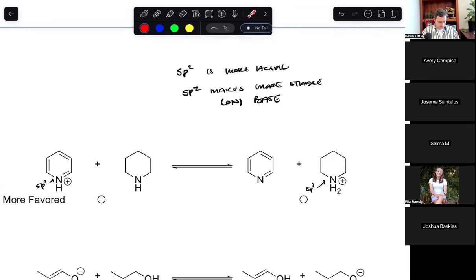So this is more acidic, which means I'm going to favor the other side. Or you can say this conjugate base, right? So this is the acid, and this is its conjugate base after you remove the proton. This conjugate base is more stable because it's sp2. So the side with the more stable base, or the side away from the stronger acid, is the more stable side.